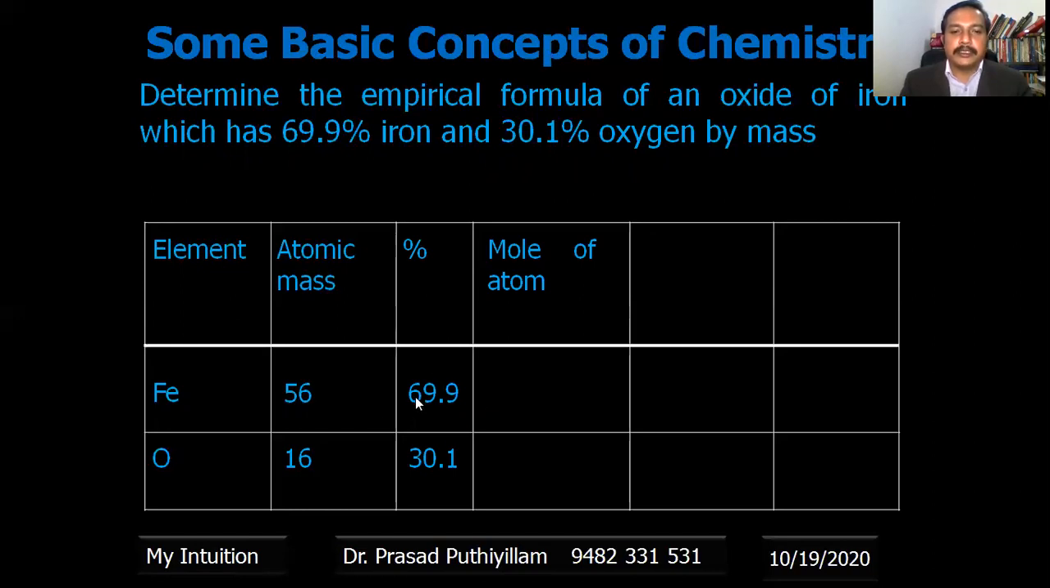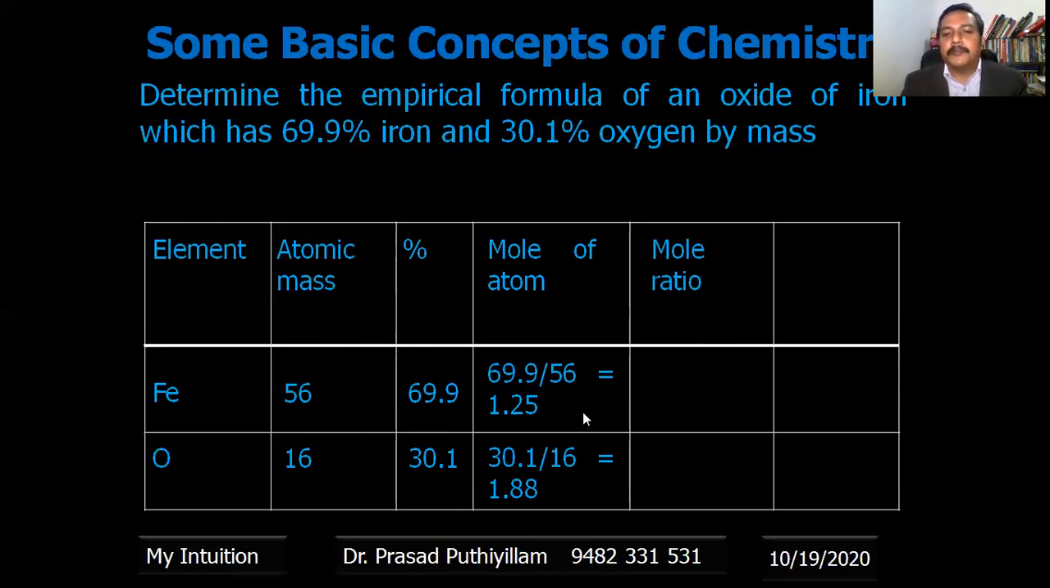Therefore 69.9 gram divided by atomic mass, that is 56. Weight divided by atomic mass will give the mole. Similarly for oxygen it becomes 1.88. So 69.9 upon 56 is 1.25, and 30.1 upon 16 is 1.88. Now to calculate mole ratio we have to divide the moles by the lowest number obtained. So here it is 1.25, here it is 1.88. 1.25 is the lowest one, so 1.25 upon 1.25 gives 1, and 1.88 upon 1.25 gives 1.5. So the ratio is 1 to 1.5.